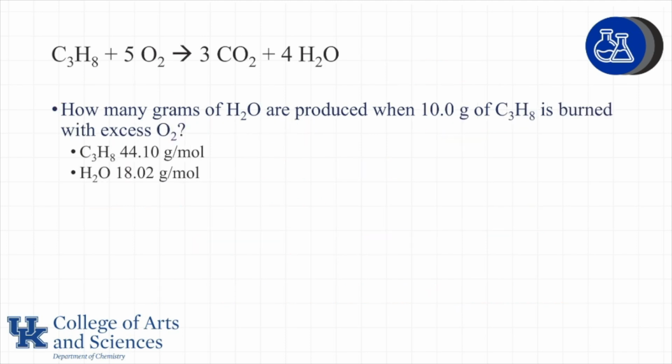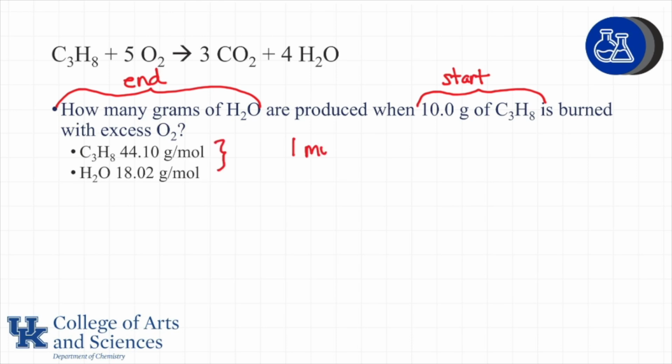Let's look at another example with the same equation, which we know is already balanced. How many grams of H2O are produced when 10 grams of C3H8 is burned with excess oxygen? Again, we need to figure out what we're starting with, which is our 10 grams of propane or C3H8. We want to find out how many grams of water are produced. We have these two molar masses, and we can also write a relationship from our balanced equation for the mole to mole ratio between C3H8 and water.